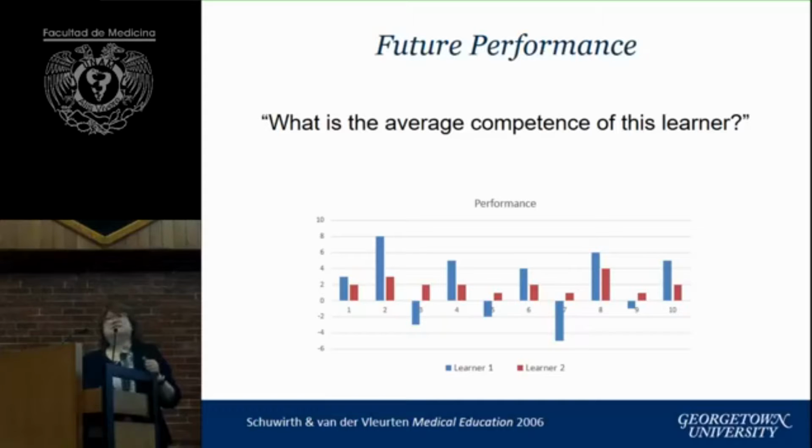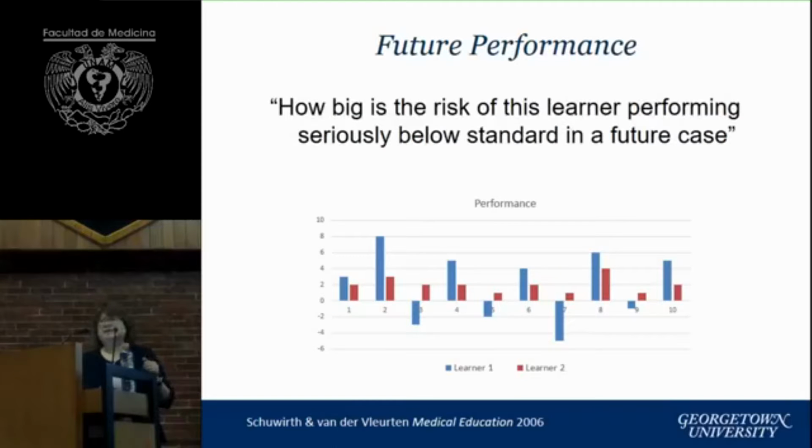qualitatively, student 1 is different from student 2. They may have the same average, but if you look, our blue student dips below safe levels. Our red student never goes below safe levels. So now when I ask, how big is the risk of this student performing seriously below standard for a future case, the answer is different, right? And so that's the power of using a prospective scale. That's the power of thinking about entrustment and looking forwards instead of just looking backwards.